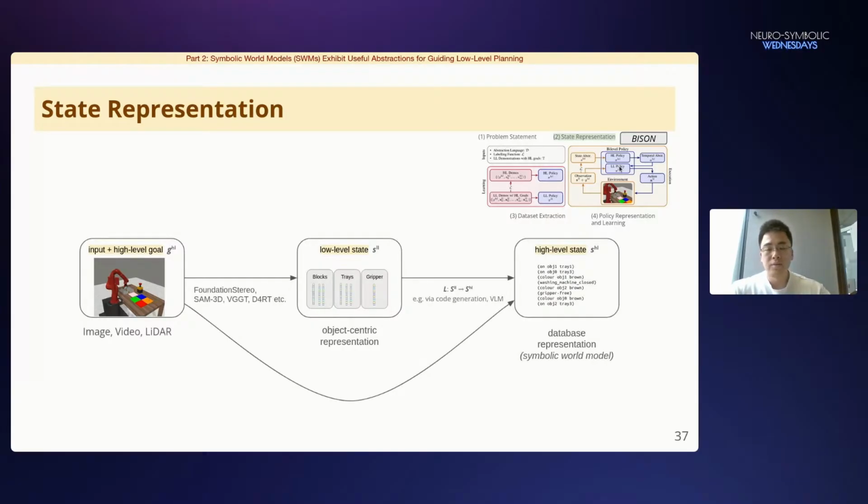And given these two low-level inputs, we can also assume existing work that learns a symbolic world model that maps low-level states into high-level states. So the high-level states, again, are represented using databases or the PDDL states that we've seen before. And these simply correspond to abstract symbolic facts.